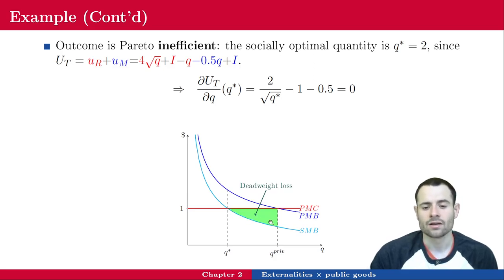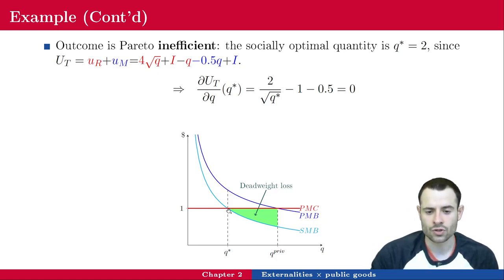If instead you stop at the socially efficient quantity Q star, then the consumer surplus will be this whole area. So the difference between this area and this area minus this area will be this area, the deadweight loss.